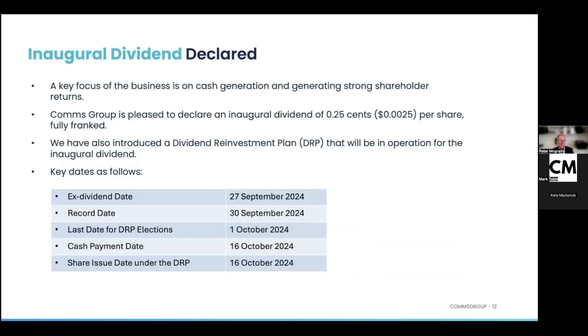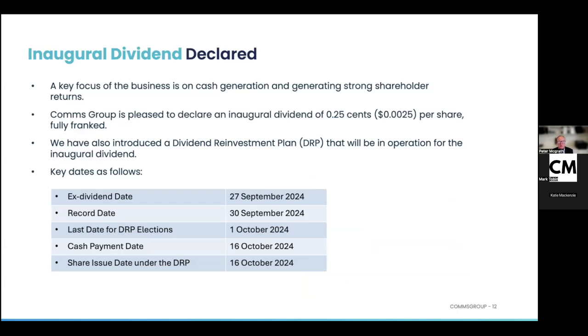In terms of the dividend declared, really happy with this inaugural dividend that's been declared. Key focus in the business is cash generation and generating strong shareholder returns. So the reason that we want to generate strong gross margins, the reason we want to be focused on our supplier costs and our OPEX is ultimately we want to generate strong cash and good returns for shareholders. So we're really pleased to declare an inaugural dividend of 0.25 per share that is fully franked as well.